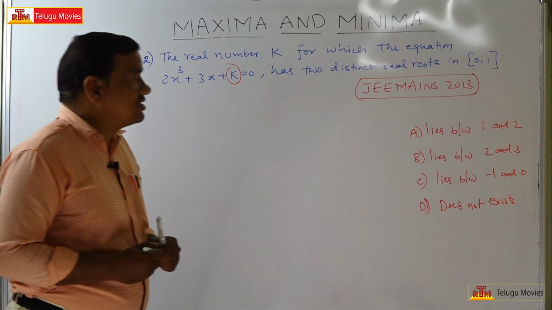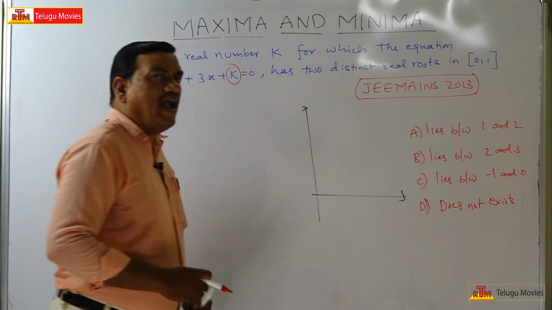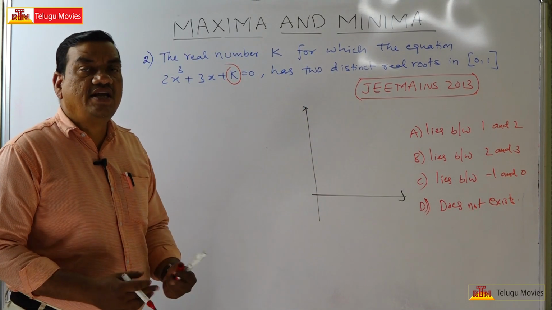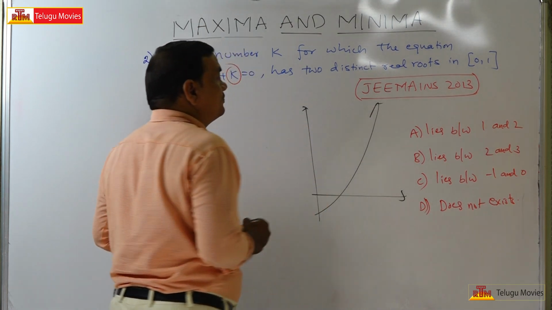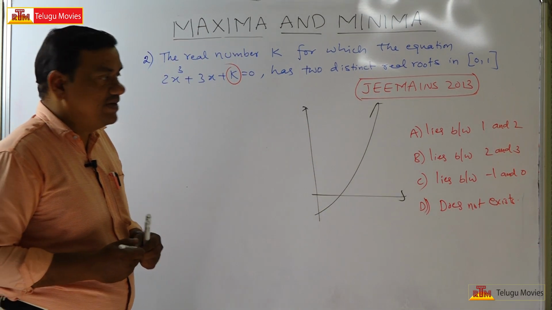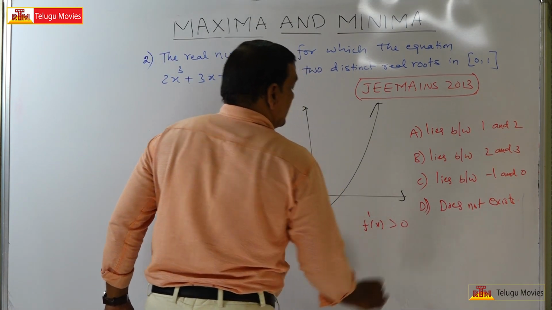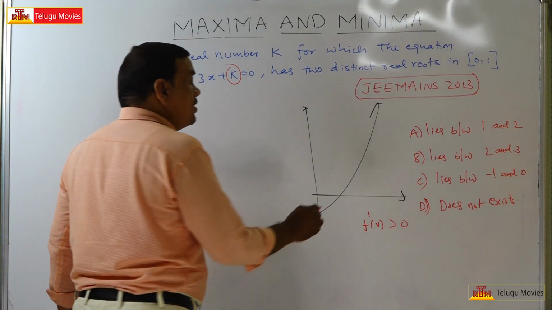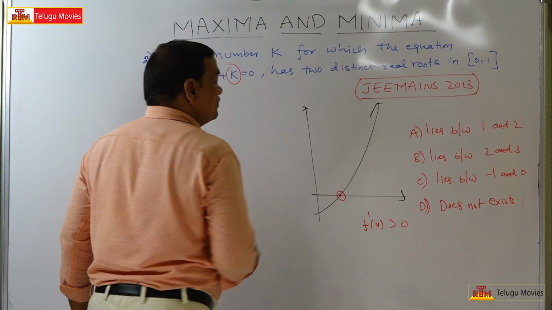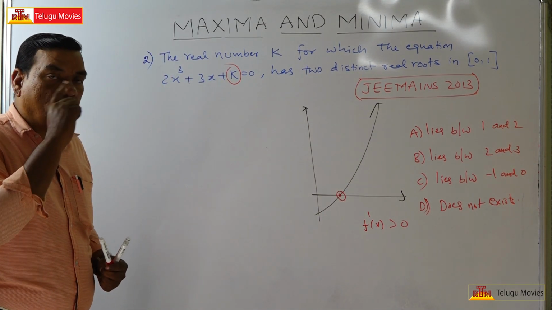The basic concept is, see here, y-axis, x-axis, any increasing function, whatever it may be. This is an increasing function, always increasing. That means f dash of x is strictly greater than 0. Any increasing function will have one and only one real root.